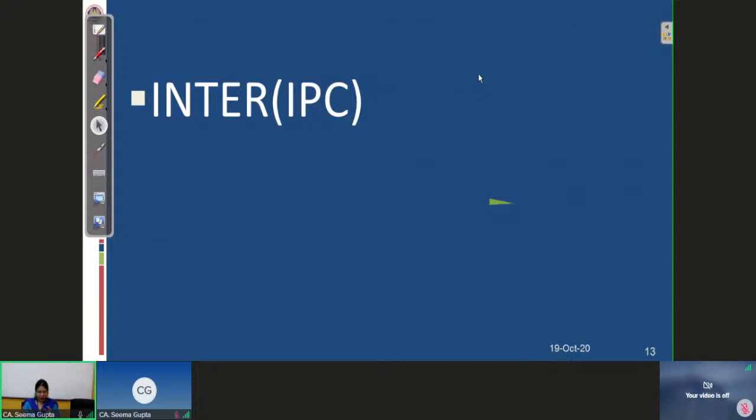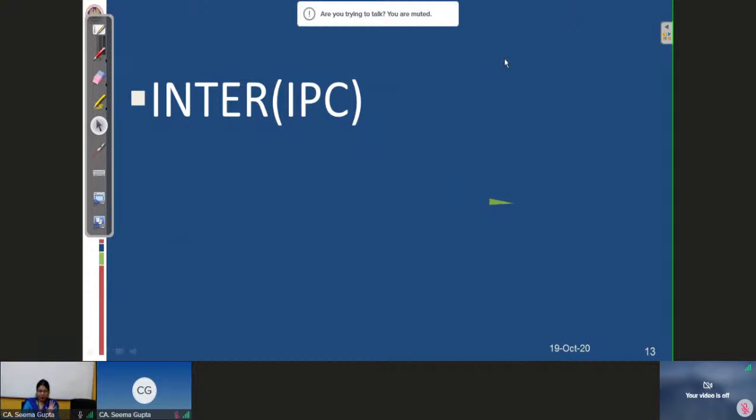Now come to the old course. I am discussing the specific points of the new course and the old course at length. Then the general points which are relevant for both types of students we will discuss in the later half of the session.